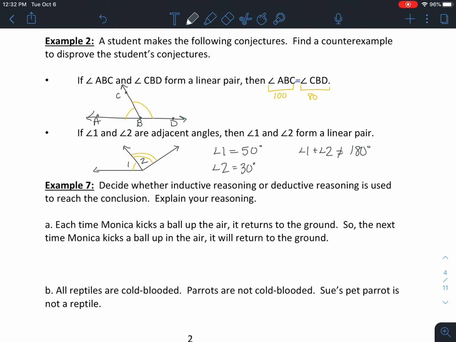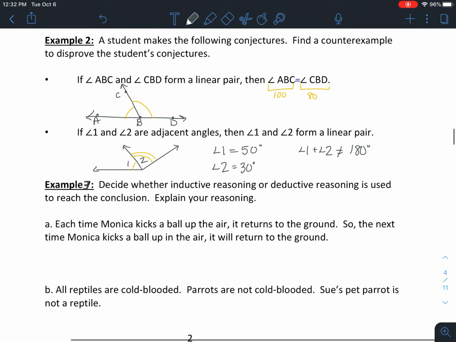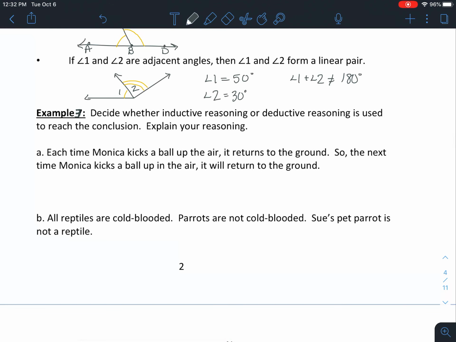All right, let's go on to example. This says 7, but we all know that means 3. We are going to decide whether it is inductive or deductive reasoning to reach the conclusion, and we're going to explain why. So remember, inductive is using patterns. Deductive is using laws and facts, right?